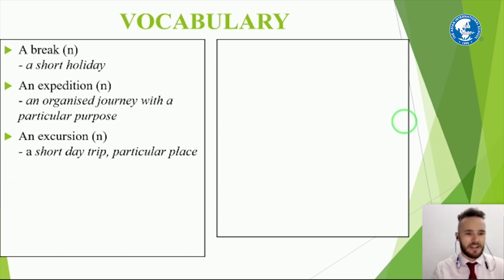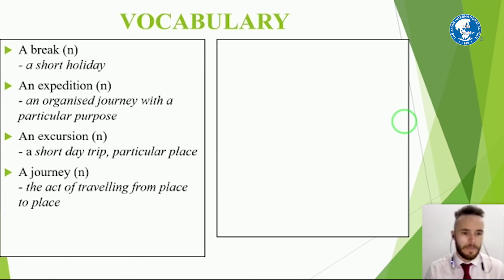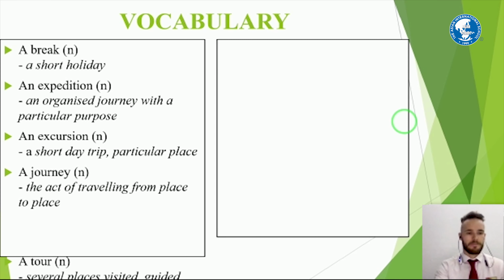The third word we have is an excursion. An excursion is usually a short day trip, and it's usually to a particular place. Going to visit a particular monument, museum, or place of interest might also be called an excursion. A journey. The journey is the act of traveling from one place to another. We should all be familiar with that.